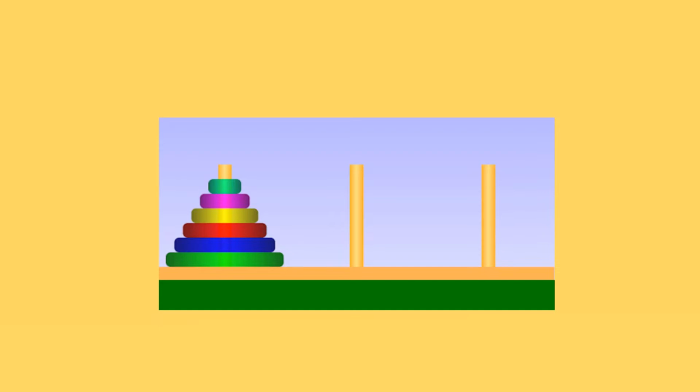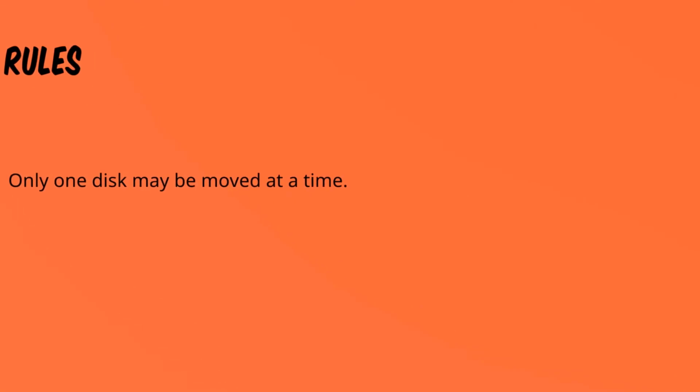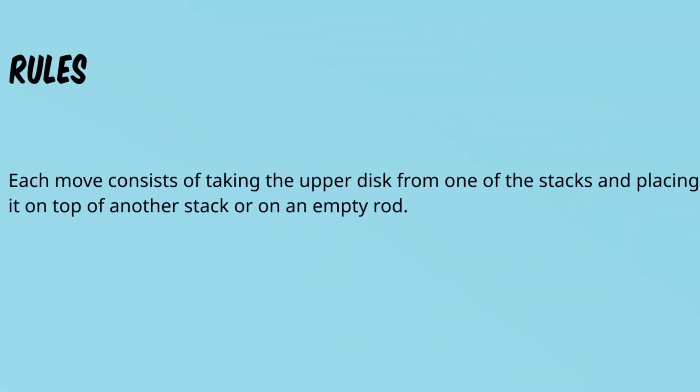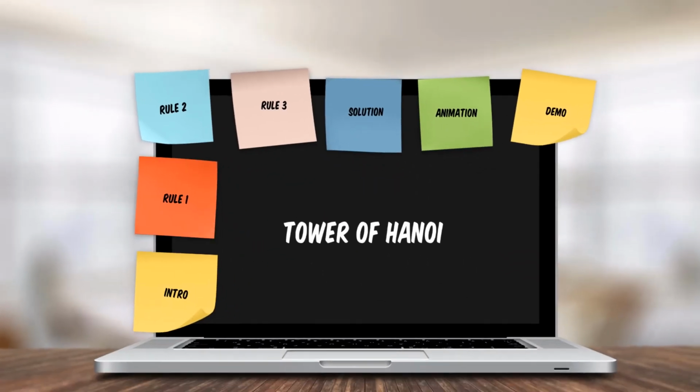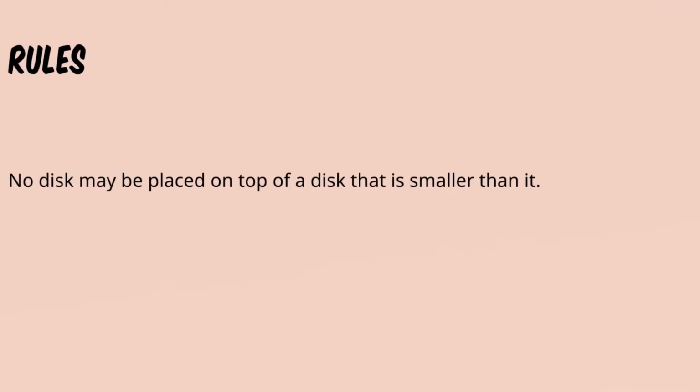However, it's not that simple. You must follow a few rules. Only one disk may be moved at a time. Each move consists of taking the upper disk from one of the stacks and placing it on top of another stack or on an empty rod. No disk may be placed on top of a disk that is smaller than it.